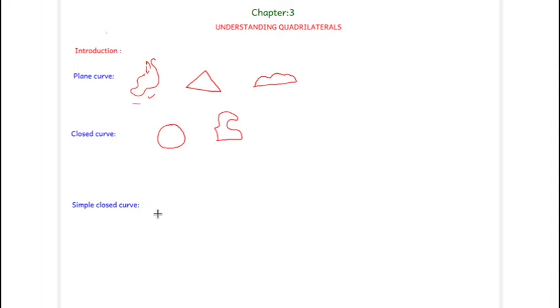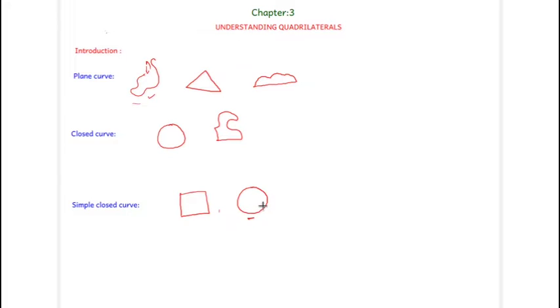Okay. Now come to simple closed curve. Now it should be a closed curve, and simple means what? It should be made up of only line segments or only curved lines. See, with only line segments we can draw a quadrilateral. So this is a simple closed curve. Or we can draw a circle. This is also a simple closed curve.